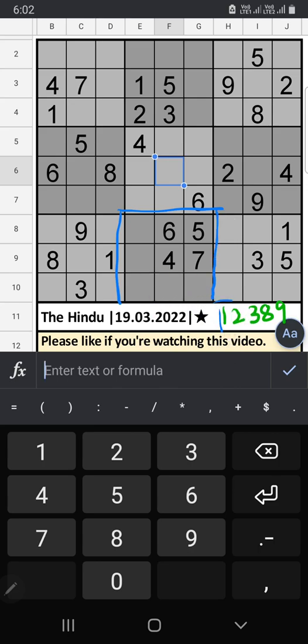Five numbers are remaining. Column E, we have 1 and 2. So 1 and 2 can't come in these cells. It will come in another 2 cells. We will confirm later.